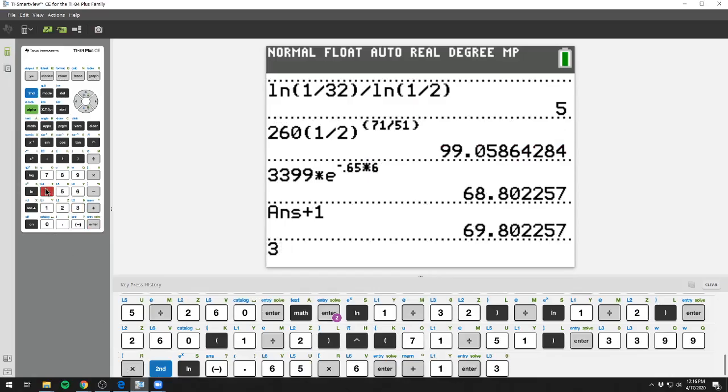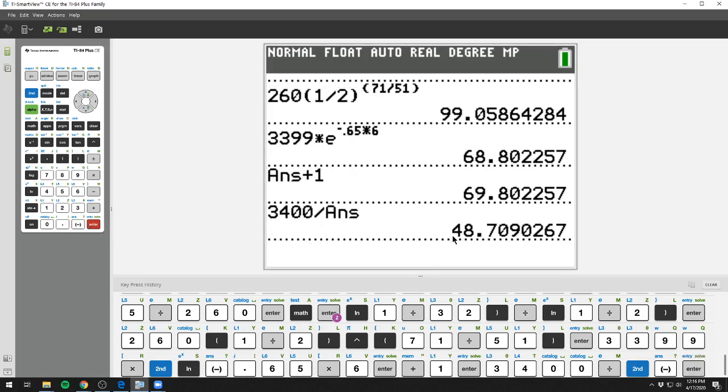This is 3400 divided by, you can retype that in on this calculator, if you hit second and this button, it'll bring up the last number. And we get 48.71.